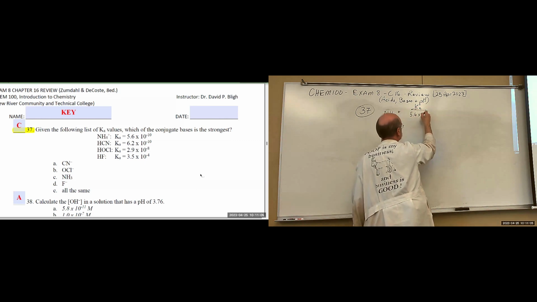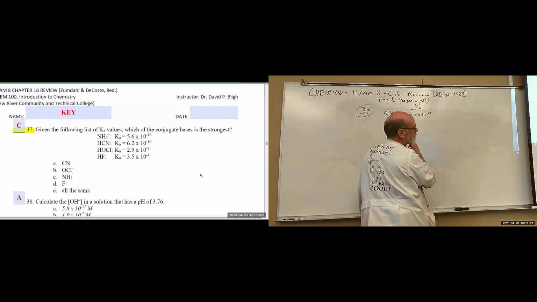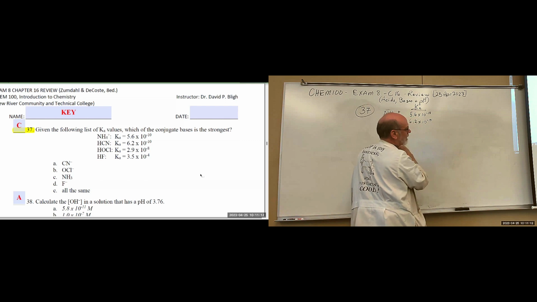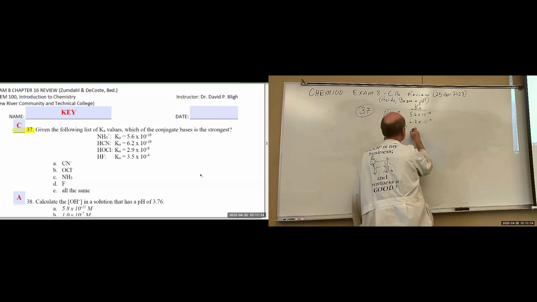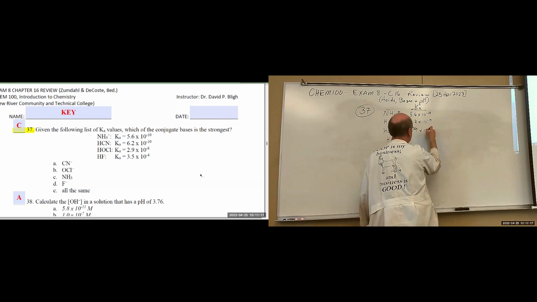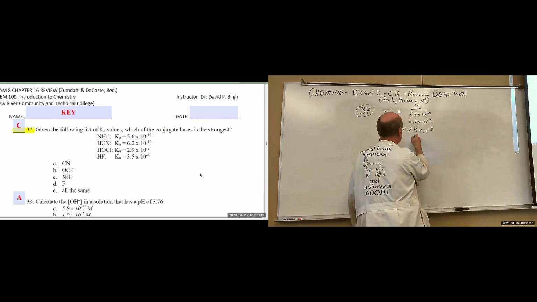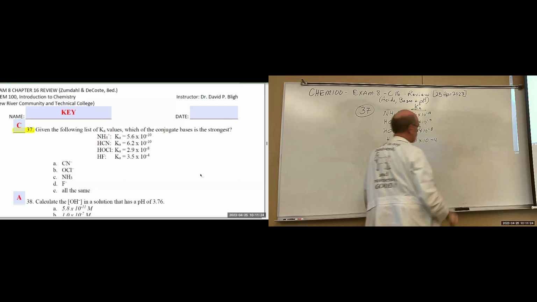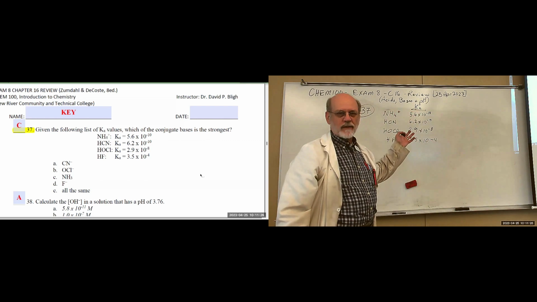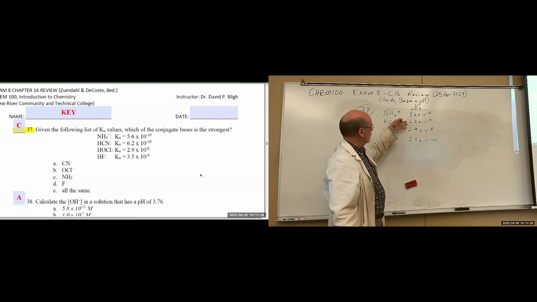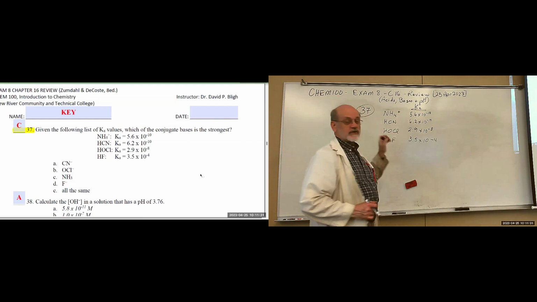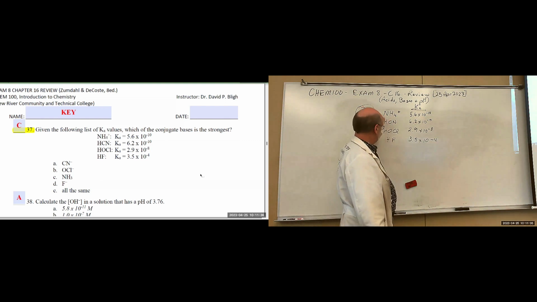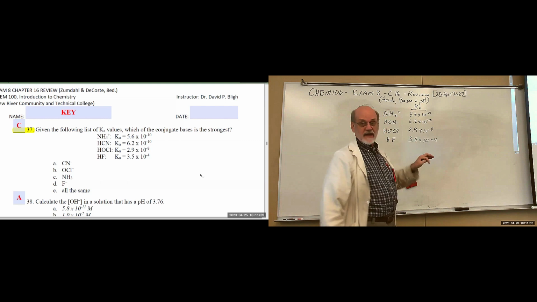5.6 times 10 to the minus 10, 6.2 times 10 to the minus 10, 2.9 times 10 to the minus 8, and 3.5 times 10 to the minus 4. You know, this would have been useful information on that first problem. Because when you have these values, you know exactly which one is the stronger acid, right? This one right here. Out of that group, this is the strongest acid because it has the largest Ka.